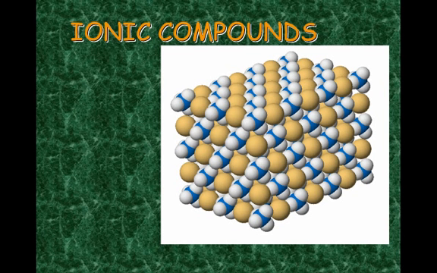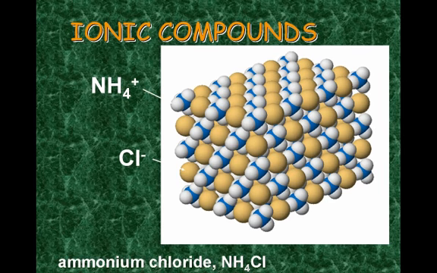The attractions between the positives and the negatives are maximized, and then the repulsions between the like charges would be minimized. This particular substance happens to be ammonium chloride. So ammonium is the blue nitrogen with the 4 white hydrogens, and then the chlorides are the yellow-tan in the picture, and together they form the compound ammonium chloride.